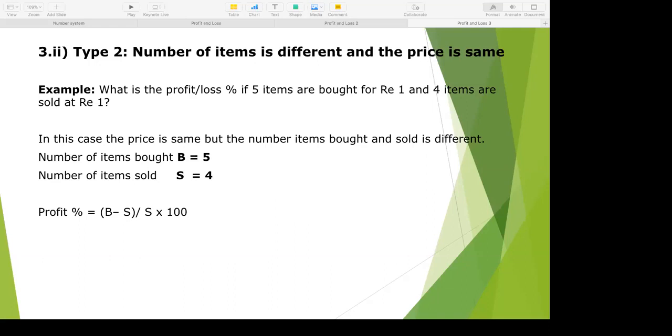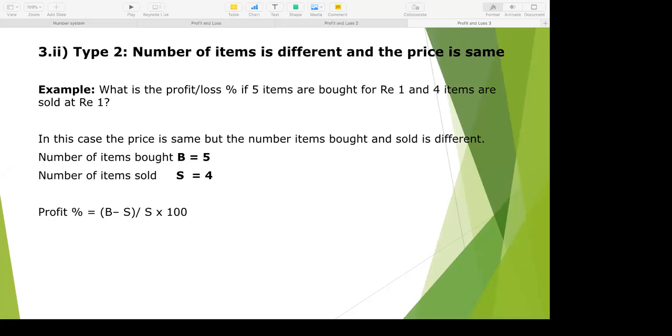It has to be profit or loss percentage. If you get the final output from this formula as positive, it means there is a profit. And if you get the final output as negative, it means you got a loss. It's very clear now, guys. Try to look into the formula. The formula has a numerator of B minus S.